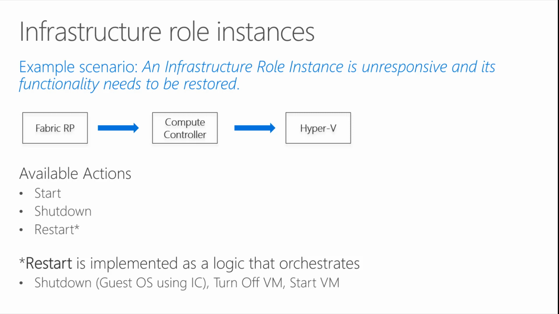As an example, we have an infrastructure role that's unresponsive, and we have to get it running again. It needs to be restored. Again, the available actions are start, shut down, restart. But restart is implemented as logic that orchestrates shut down, turn off VM, and start VM, so it takes care of all those things. Again, the fabric resource provider works through the compute controller and then performs these actions on Hyper-V.